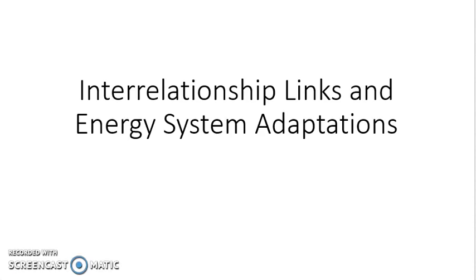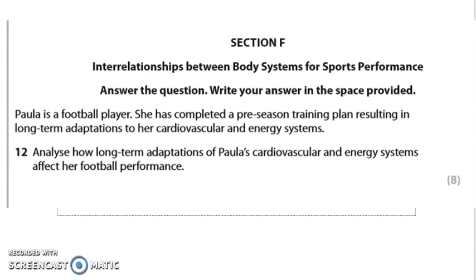learn here. So your work this week is going to focus around this question, and this question came from an exam paper a couple of years ago. Section F you'll see, so section F is the final section, and you can see that title there, interrelationships. So the question is about Paula, who's a footballer. She's been doing a training plan, and there are some long-term adaptations to her cardiovascular and energy systems. So your task is to analyse how long-term adaptations of her cardiovascular and energy systems affect her football performance.